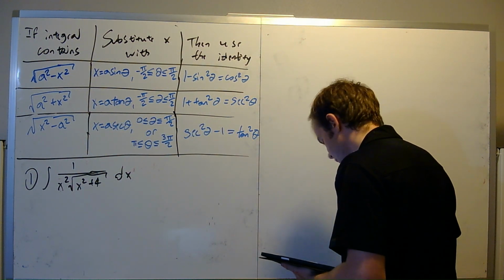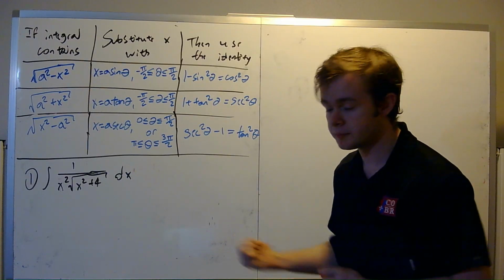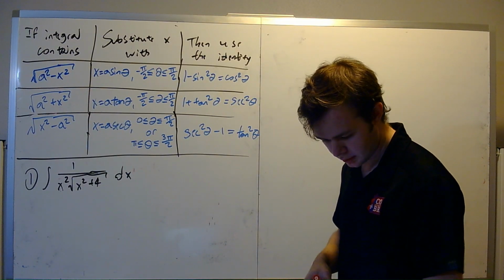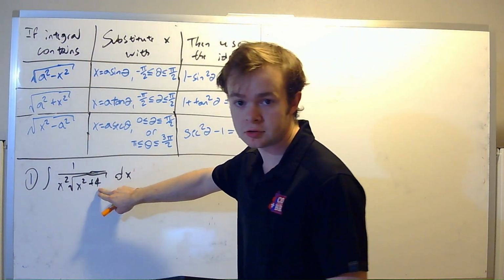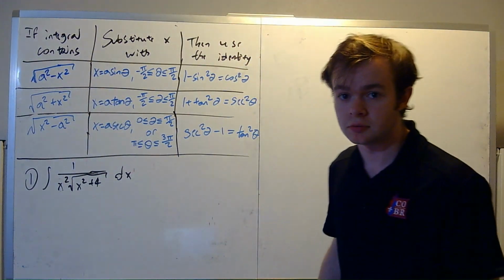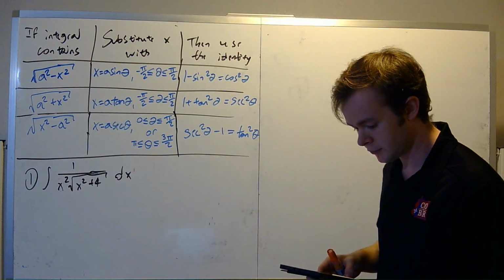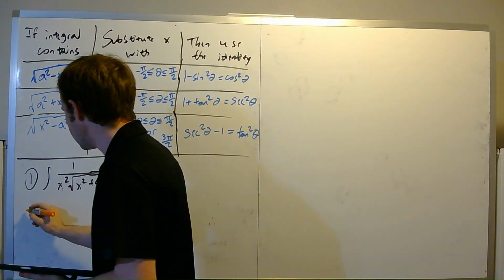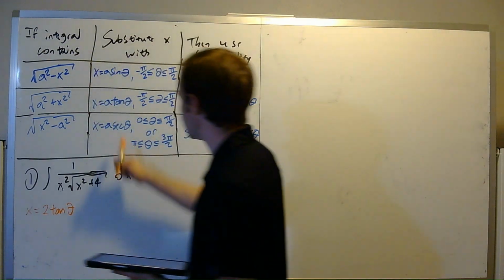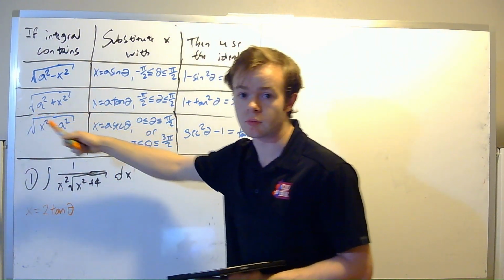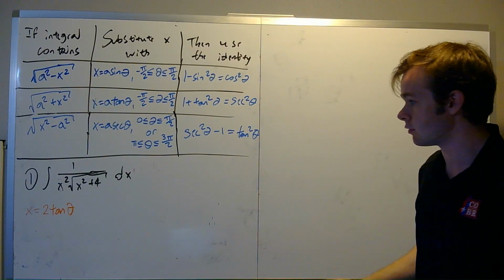So from the table, well, first we need to figure out what a is, right? So here we've got x squared plus, this would be 2 squared. So here a is actually equal to 2, not 4, right? Because a squared is 4, so a is actually going to be 2. So that's important to note. But here from the table, we're going to get that x equals 2 times tangent of theta, right? Again, we had to figure out what a was by saying a squared is 4, therefore a is 2. Okay, so x is equal to 2 tangent of theta. We just get that from the table.